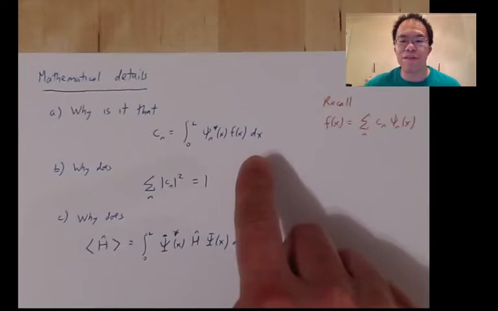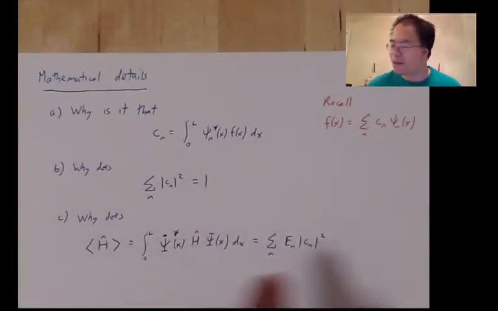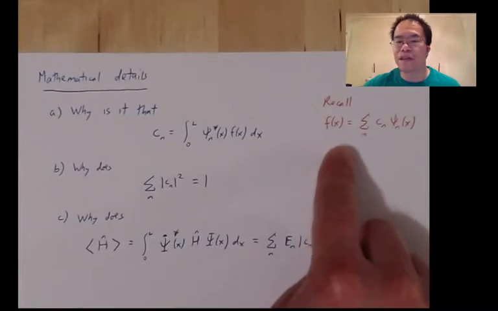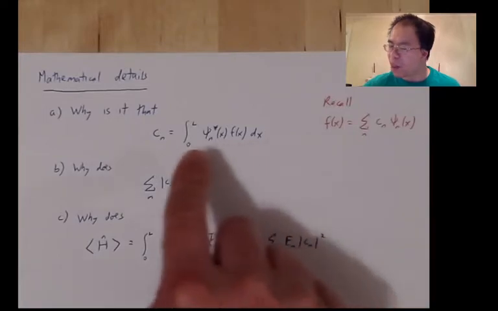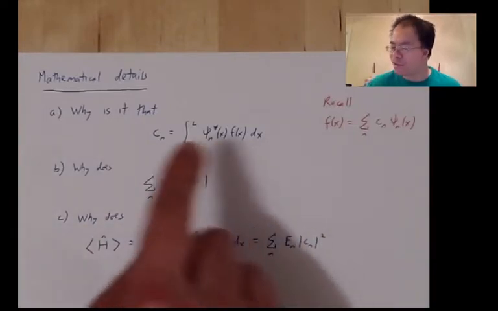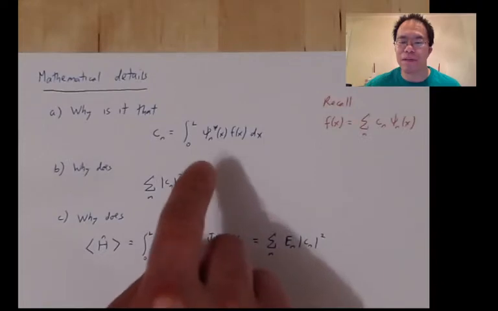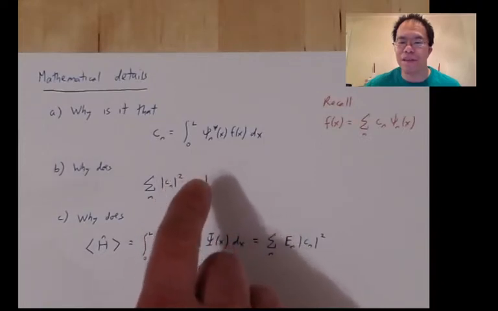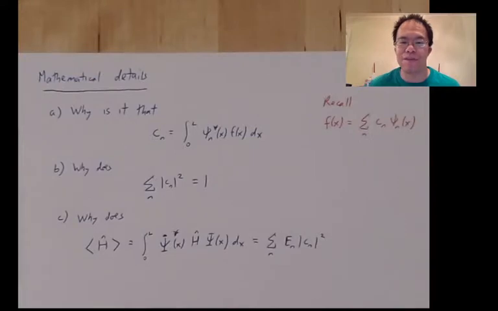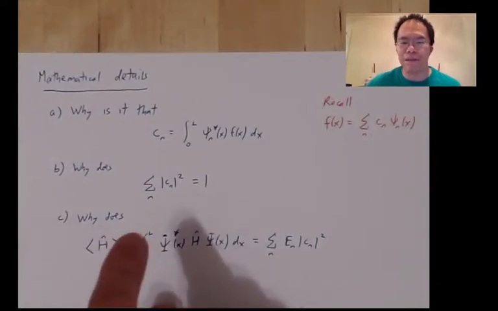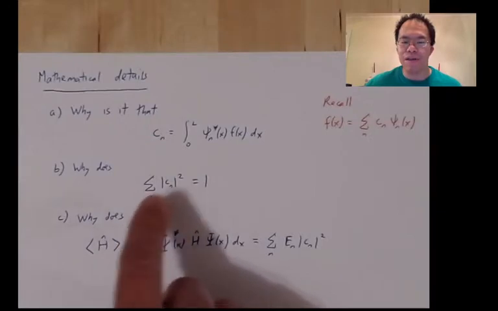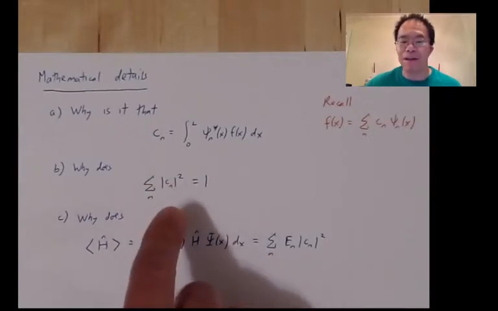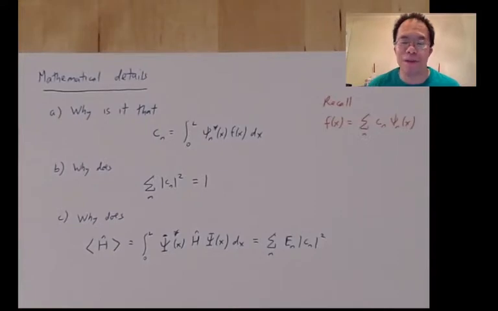The first is to give an argument for why, if I take some arbitrary wave function and expand it as a sum of stationary states, those expansion coefficients are given by this inner product between the stationary state psi sub n and my arbitrary wave function. The next question I want to answer is why, assuming I have a properly normalized wave function, the sum of all my coefficients modulus squared has to be 1.